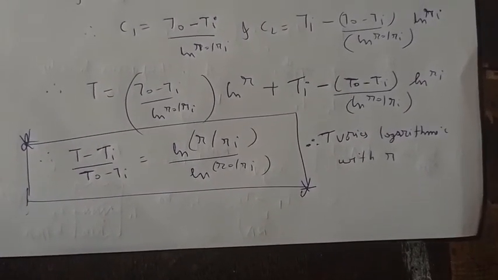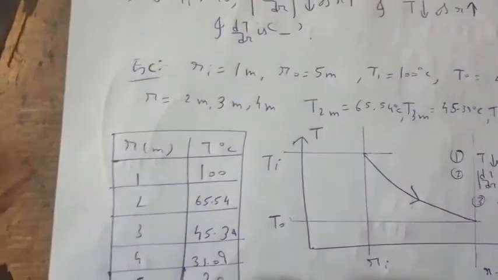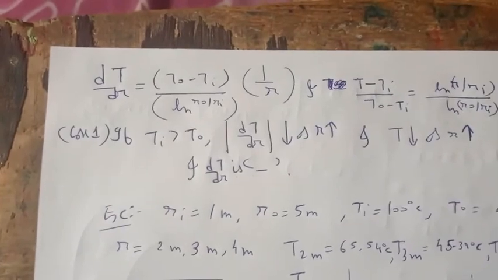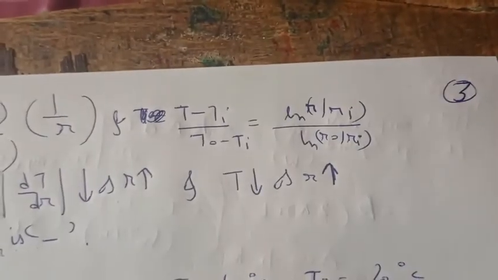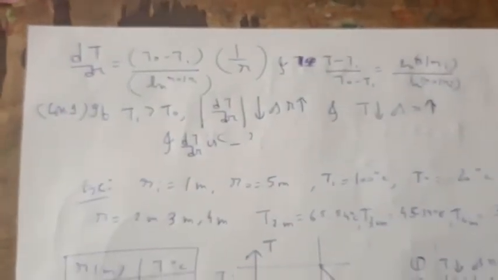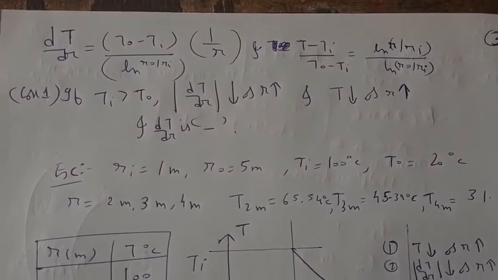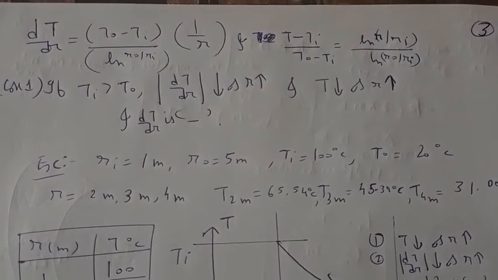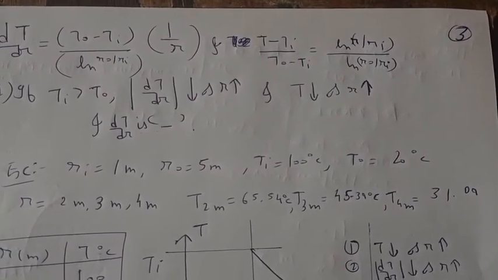So I will try to draw the temperature profiles. For drawing the temperature profile, we will need dT by dr. So dT by dr is this expression, and we will need the temperature distribution, which is this expression. We are going to consider the first case, where Ti is more than To. In that case, the mod of dT by dr reduces as R increases, dT by dr is negative, and T reduces as R increases.